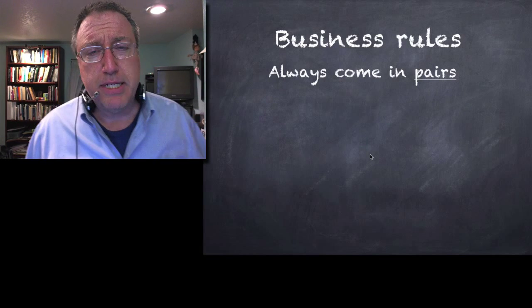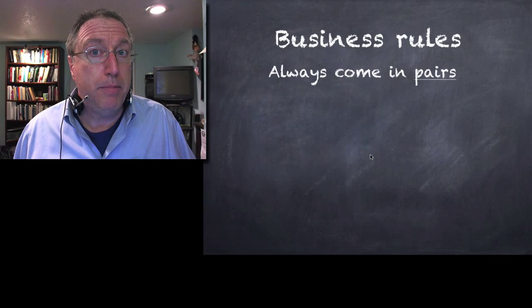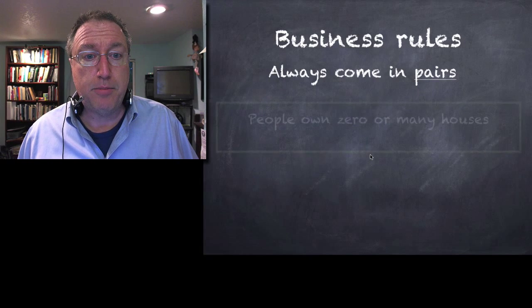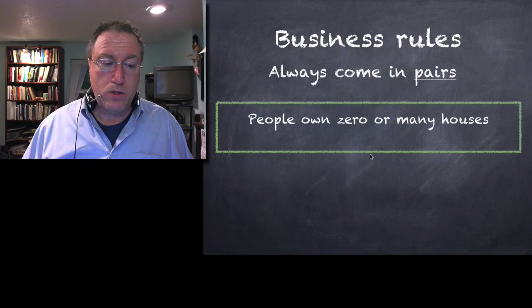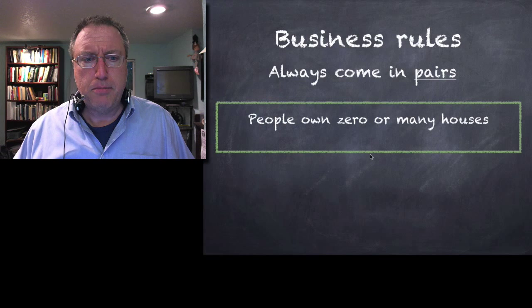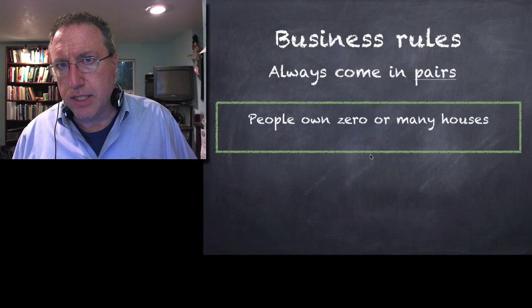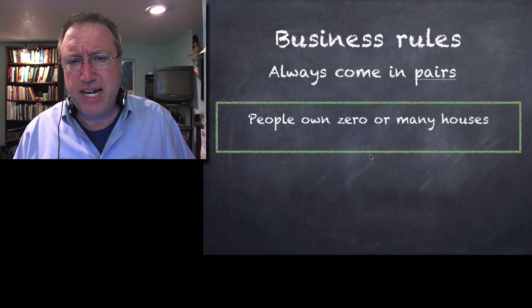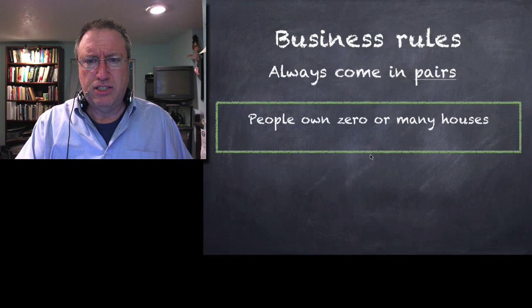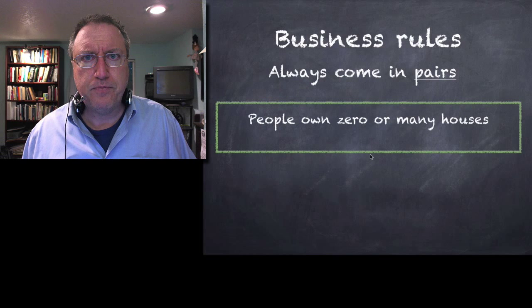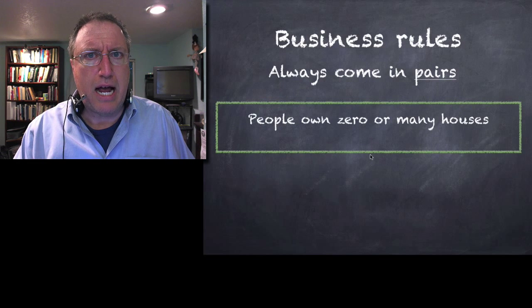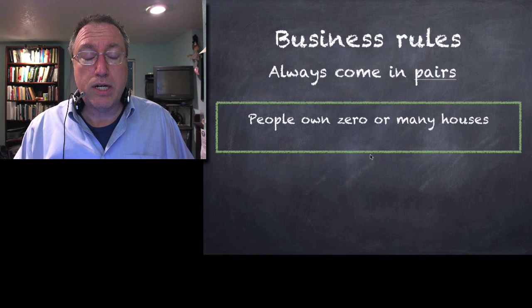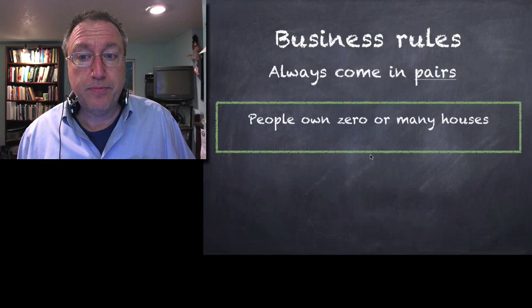These kinds of business rules always come in pairs. Let's see an example. So, talking about people and houses: people own 0 or many houses. This is a strangely formatted sentence, but we're going to see how this kind of sentence makes it very easy to organize the data later. Let's break it down.